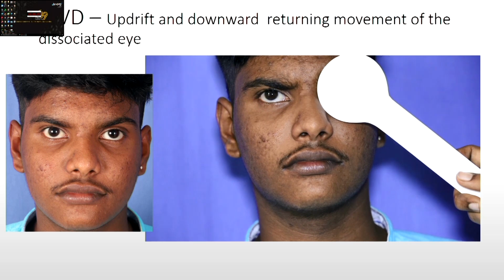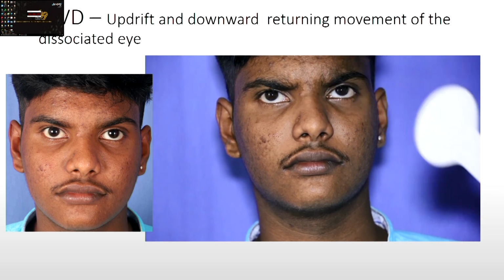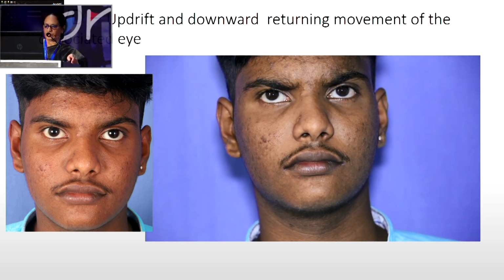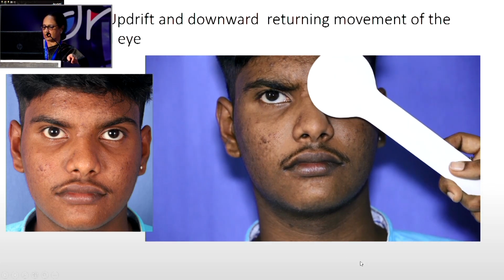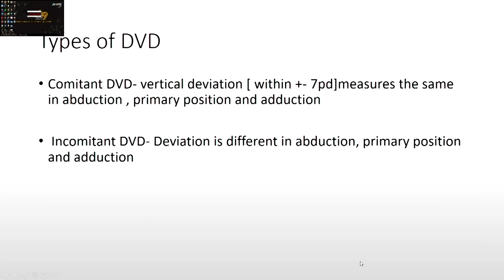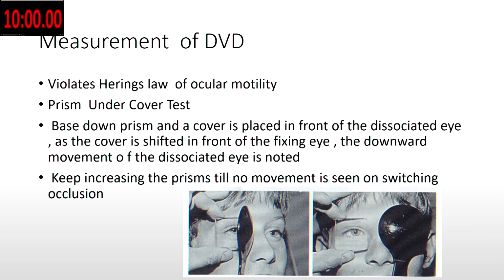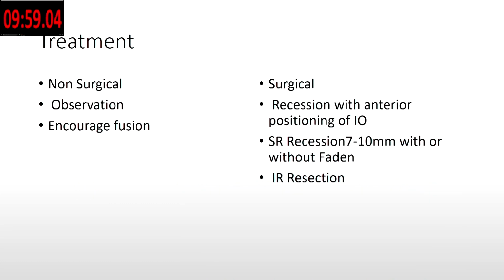That means it is a vertical deviation. But the left eye is not going up. When you cover the left eye, the same thing happens in the other eye. So that is a dissociated deviation. Of course, dissociated deviation may be comitant or incomitant. Incomitant is due to oblique overaction. And the most important test in measurement of DVD is the prism under cover test.